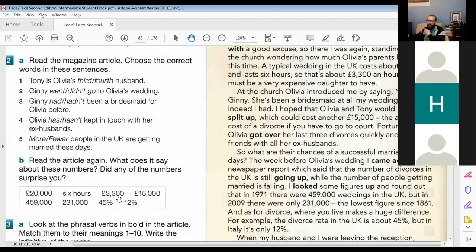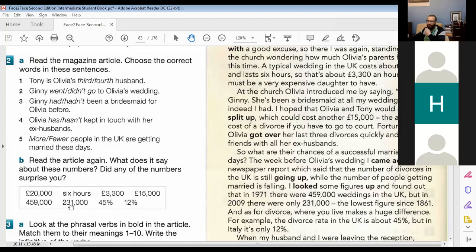It's quite a lot. Okay, and 15,000 pounds, what does it refer to? Divorce cost. Yes, so divorce costs 15,000 pounds. What about this number? 459,000. The number of weddings in the UK in 1971. Correct. This is how many weddings there were.